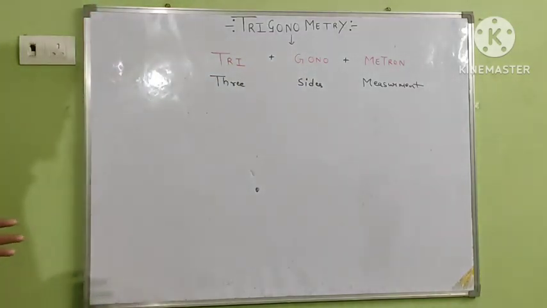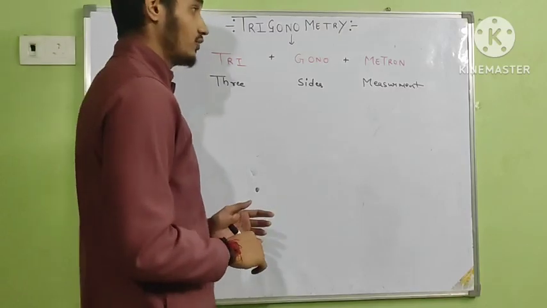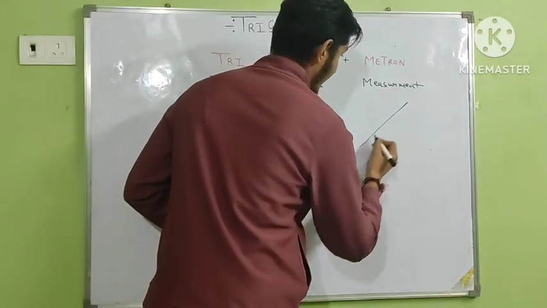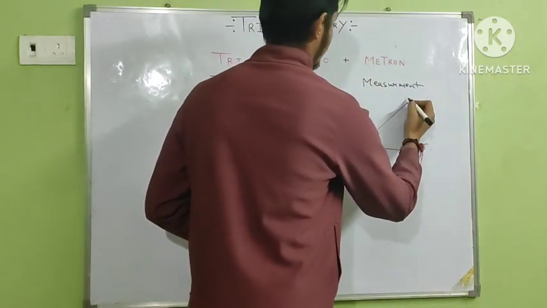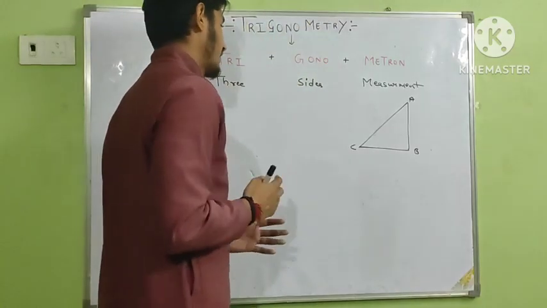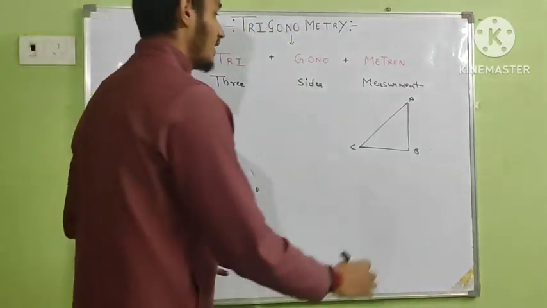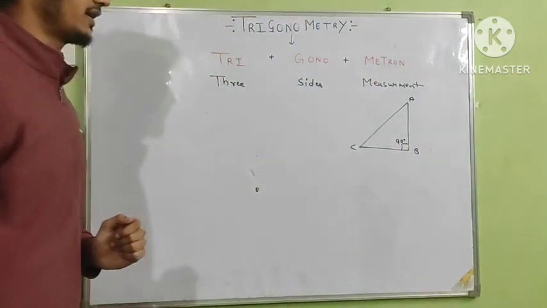In trigonometry, we have to deal with a 3-side figure called a triangle. But we have to study only the right angle triangle, because trigonometry is only applicable in a right angle triangle. So we take a right angle triangle ABC. In a right angle triangle, there is always a 90-degree angle present.